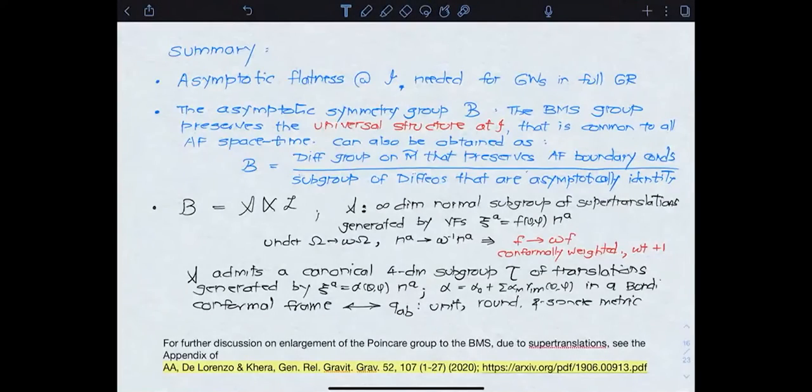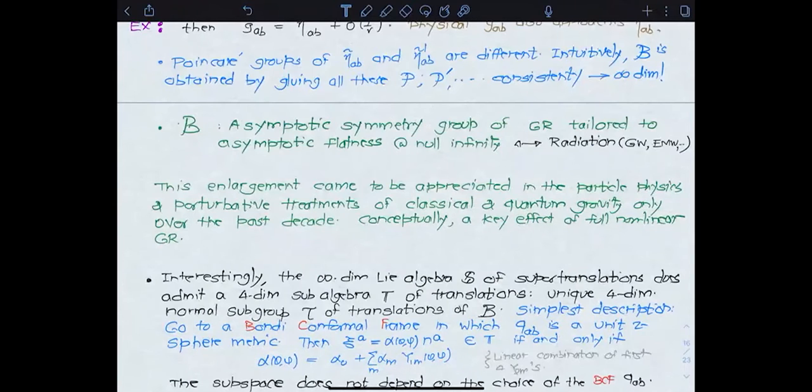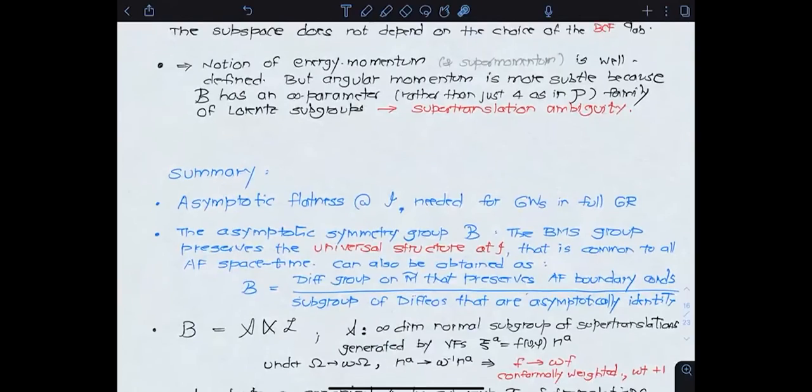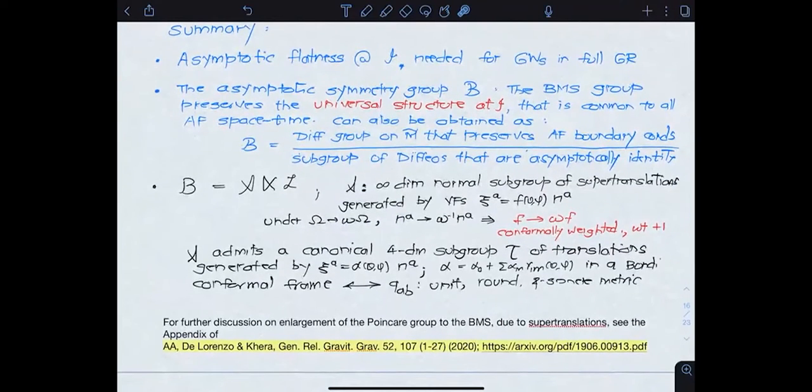Last time, what we studied was the asymptotic symmetry group, the Bondi-Meissner-Sachs group, which is tailored to null infinity, and therefore for gravitational waves. And let me just summarize. And then after that, I would like you to ask any questions you may have before we go to the next topic. So the summary is basically that we need the notion of asymptotic flatness at null infinity to talk about gravitational waves in nonlinear general relativity.